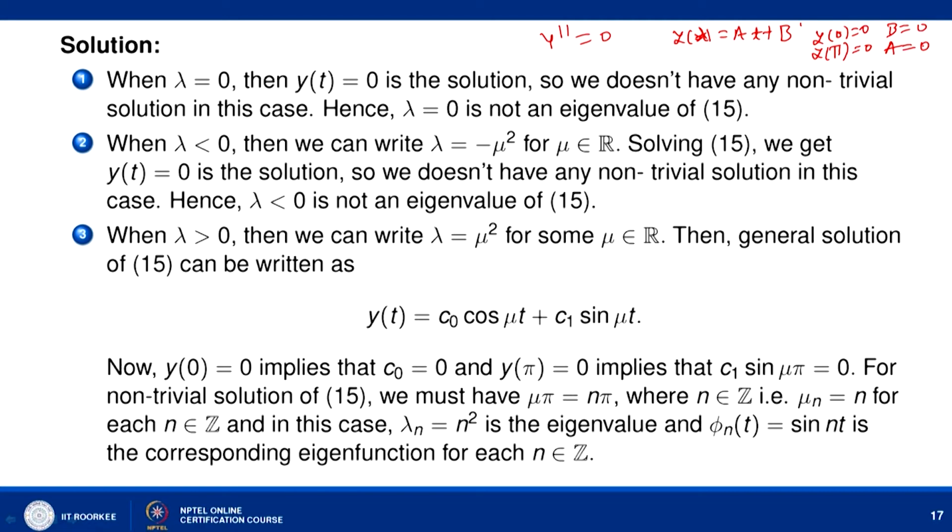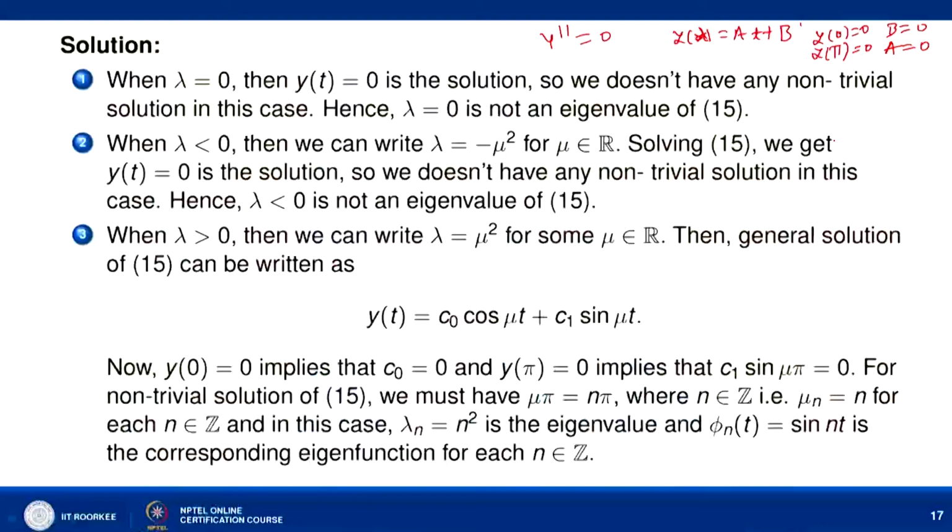So in the case when λ = 0, we have only the zero solution, that is y(t) = 0 is the only solution, and we do not have a non-trivial solution. So this is not very useful to us, and we simply say that λ = 0 is not an eigenvalue, because we call it an eigenvalue when we have a non-trivial solution corresponding to the value of the parameter. So λ = 0 is not an eigenvalue of equation number 15.